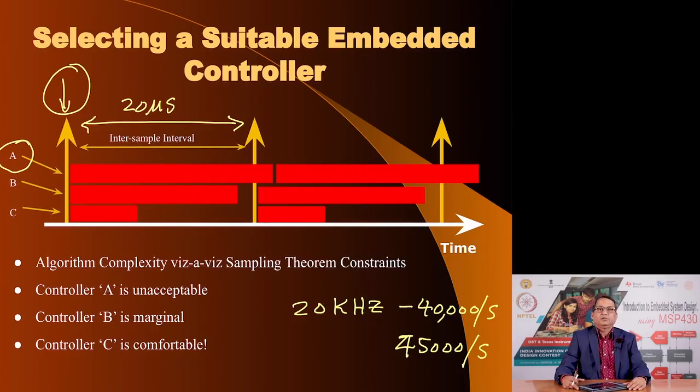How can we still make A usable in this situation? Maybe we can increase the clock frequency so that the resultant time is B, such that it is less than the intersample interval, then it may be a marginally acceptable solution. If we can increase the internal clock frequency of operation of this microcontroller even more, such that it takes less than half the time, then it is a very comfortable situation.